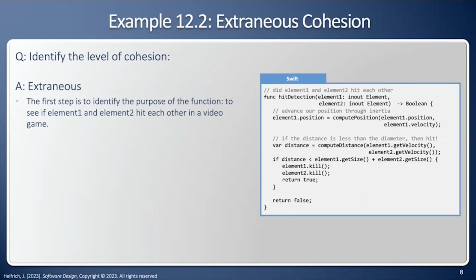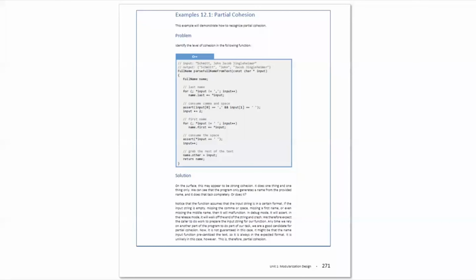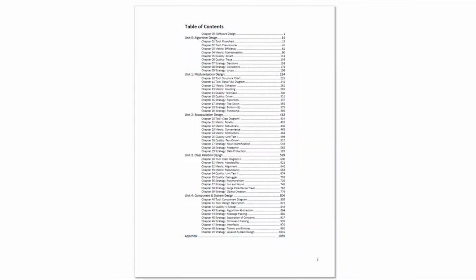However, we have a problem here. Not only am I going to determine whether they hit, but also I'm going to kill them, which means I'm doing two things. The name of the function, hit detection, does not completely represent what it does. I'm not just detecting a hit, I am dealing with a hit, and that means I have extraneous cohesion. This is example 12.1 and 12.2 in the cohesion chapter of the software design textbook.